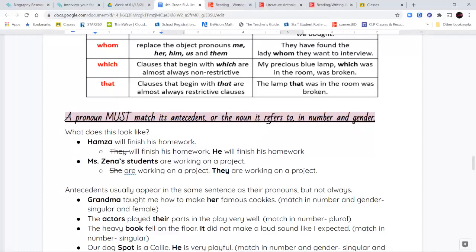Hamza, singular male. If I say Mizena students are working on a project, I can't say she are working. I say they are working on a project. So it's matching in number, so it's plural. And there's no gender here because we're talking about a group. So you have to make sure that your sentences make sense. When you substitute a pronoun in, you have to make sure you are using the correct one.